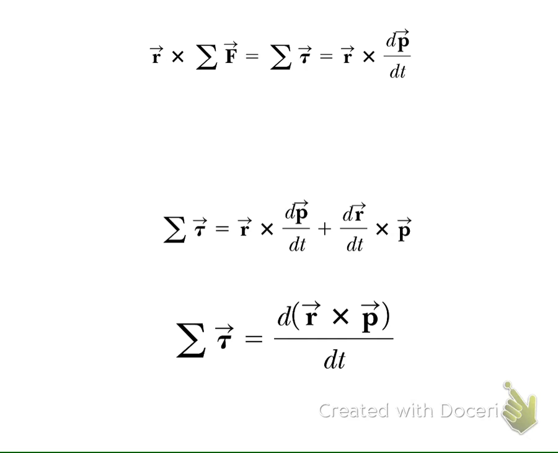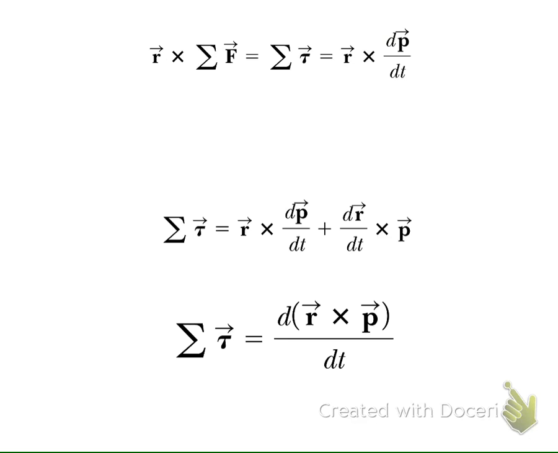We know from Newton's second law of motion that the force acting on a particle is equal to the rate of change of the linear momentum of the particle. So we replace the net force with dp by dt. So the net torque on a particle is equal to r cross dp by dt.